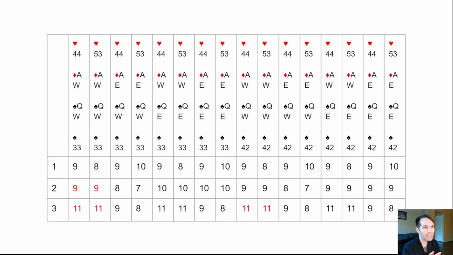So taking all that into consideration, we put all of our values into a table like this. And there's a lot of shorthand here, so I will quickly step through the notation. When it says heart 4-4 at the top or heart 5-3, that is that suit splitting 4-4 or 5-3. Similarly for the spade 3-3 or spade 4-2 at the bottom. And then diamond ace W or diamond ace E is just East or West holding the ace of diamonds.